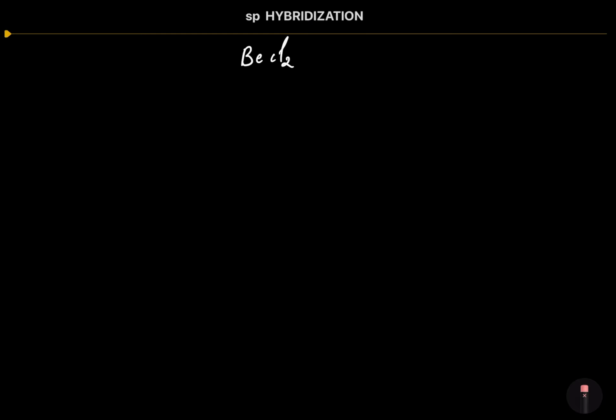Because in this case beryllium is forming two bonds, whereas one chlorine forms only one bond. So the atom in a molecule forming the maximum bonds is taken as the central atom. So beryllium will be the central atom in this case, and we will talk about the hybridization of the beryllium.